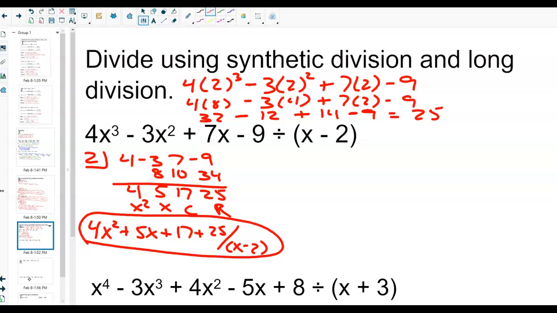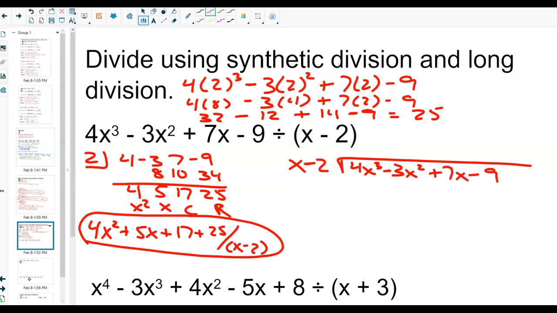Now, if I were to do this using long division, I need to rewrite the problem. X minus 2 into 4x cubed minus 3x squared plus 7x minus 9. What times x will give you 4x cubed? We're keying on this term and this term, and that's 4x squared. 4x squared times x is 4x cubed. 4x squared times a -2 is -8x squared. When I subtract, the first terms cancel. They always have to cancel in long division, those first terms.